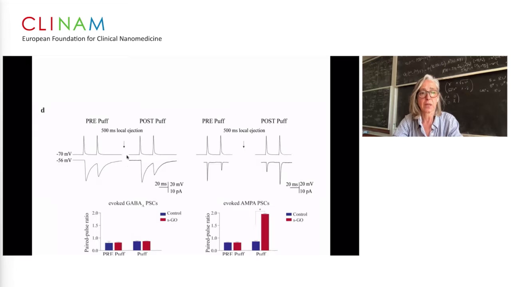Now, at GABAergic synapses, upon 5-millisecond treatment with SGO by local pressure ejection, as the one you have seen before, there are no changes highlighted also in here among the paired-pulse ratio. While in glutamatergic ones, exactly the same setting and the same experiments with a 500-millisecond local ejection of SGO turn a synapse with a high probability of release into a synapse with a low probability of release.